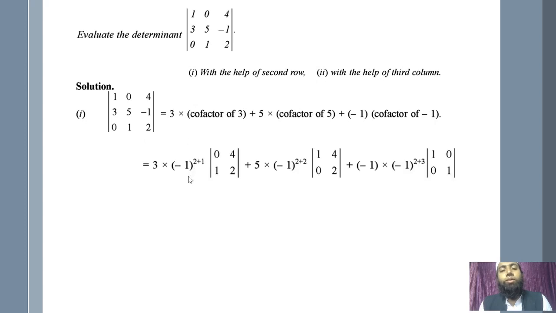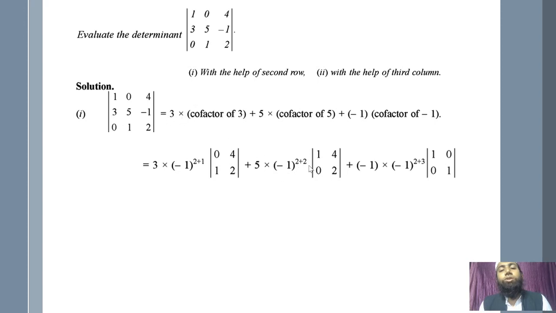So this 0, 4, 1, 2 is the cofactor, the minor of this, and minus 1 raised to what? In which column and which row is it present? In the second row and in the first column. Likewise, 5 is present in the second column and in the second row.